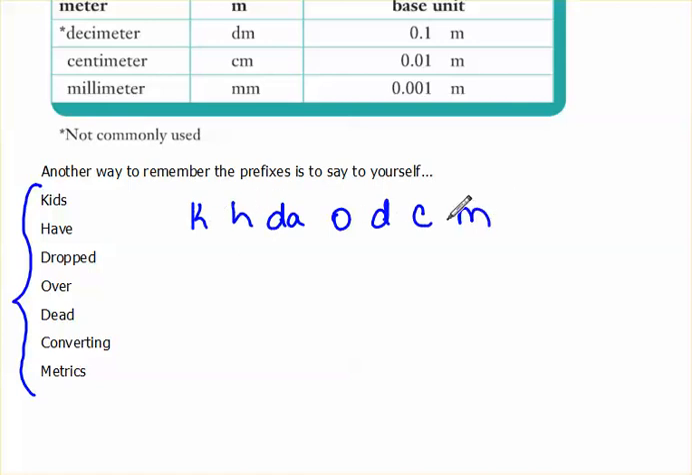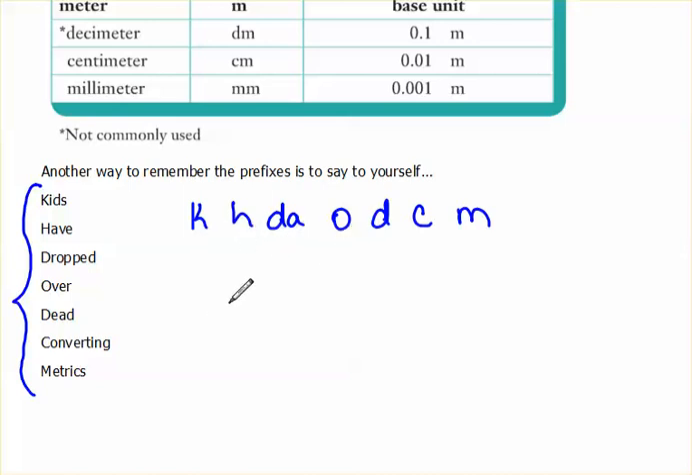So this is kind of a cute little way for you to remember how those prefixes are ordered. And because the metric system is a base 10 system, we can actually move very easily between kilometers and meters and centimeters and what have you. It's really just a matter of moving decimal places.